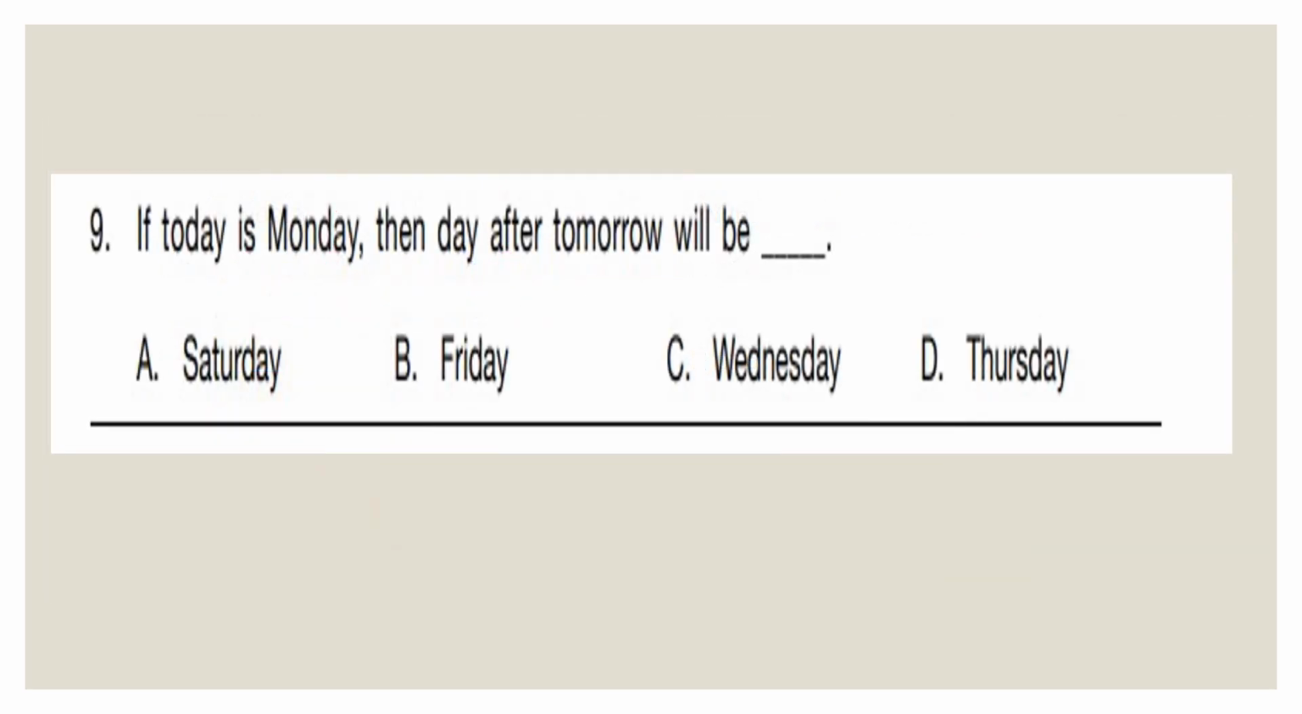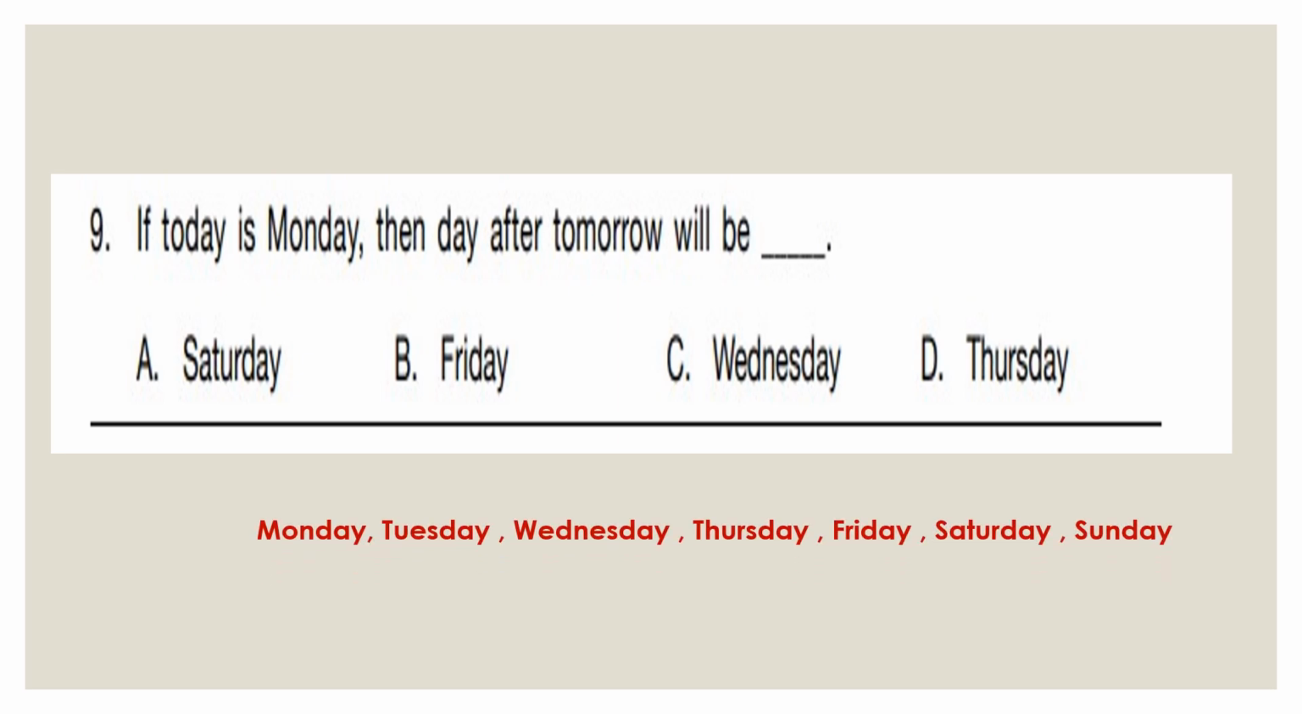Question number 9. If today is Monday, then the day after tomorrow will be what? We know that there are 7 days in a week. That is Monday, Tuesday, Wednesday, Thursday, Friday, Saturday and Sunday. The next day is called tomorrow. The day after today is called tomorrow. So if today is Monday, the next day will be Tuesday. And the day after tomorrow, that is after Tuesday, is Wednesday. So our answer is option C, Wednesday.